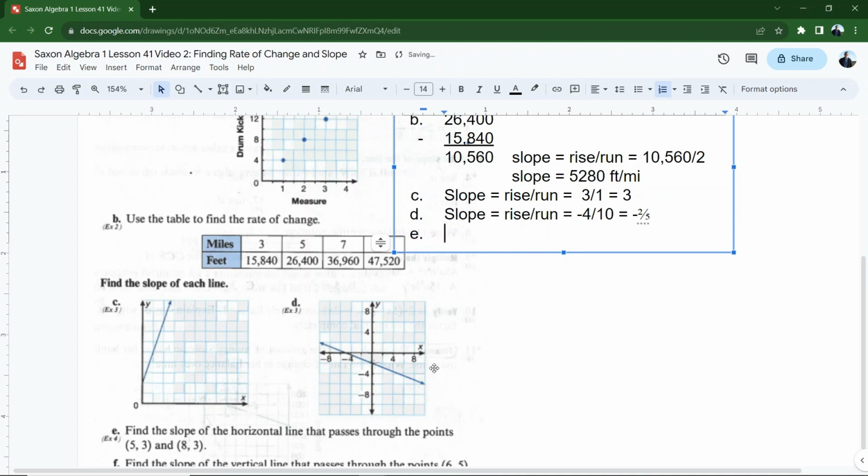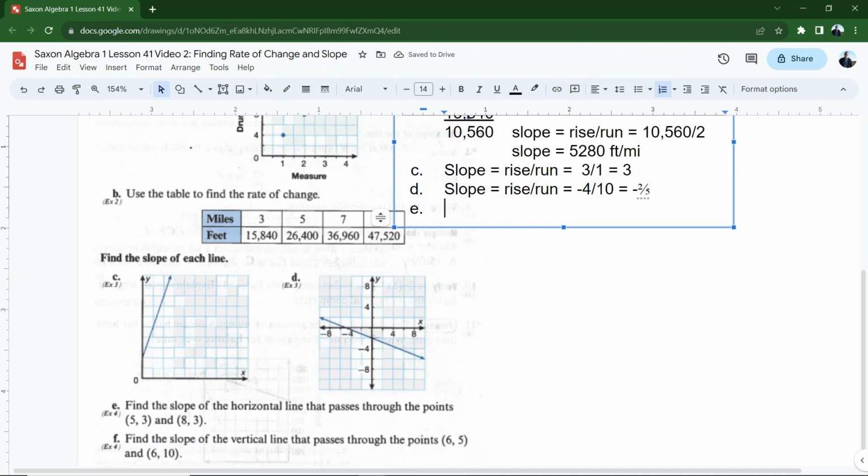All right, letter E. We need to find the slope of the horizontal line that passes through the points 5, 3, and 8, 3. Whoa, wait a second, though. This one very specifically says it's a horizontal line. Horizontal lines always have a slope of 0. Okay, so I don't have to do any calculation. I could calculate that the rise is 0 if I wanted to, but it says horizontal, so I don't have to worry about it.